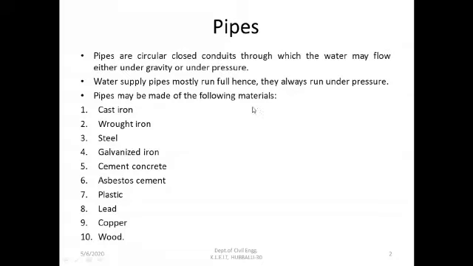And coming to the different pipe materials, we have around 10 types, which are cast iron, wrought iron, steel pipes, galvanized iron pipes, cement concrete pipes, asbestos cement pipes, plastic pipes, lead, copper, and wood stave pipes. Okay, so let's go with each one of these types.